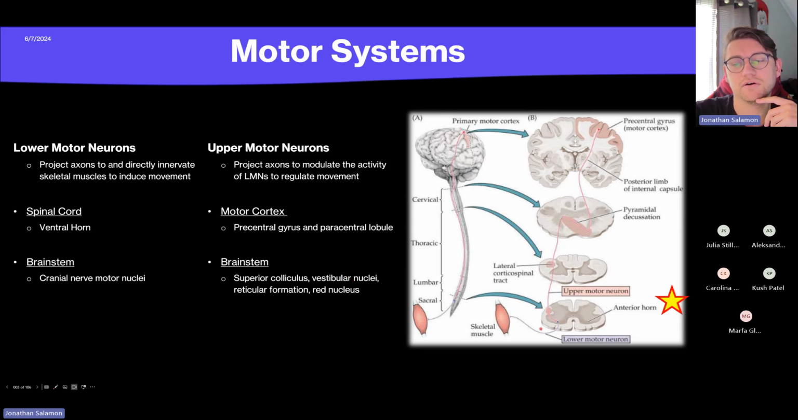The overwhelmingly important thing here is to be able to look at somebody's symptoms and say these are either upper or lower motor neuron symptoms. And the way that you do that is if it's hyperactivity or spasticity, it is going to be an upper motor neuron injury. If it is hyporeflexia, or atrophy of the muscles over time, that is a lower motor neuron injury.